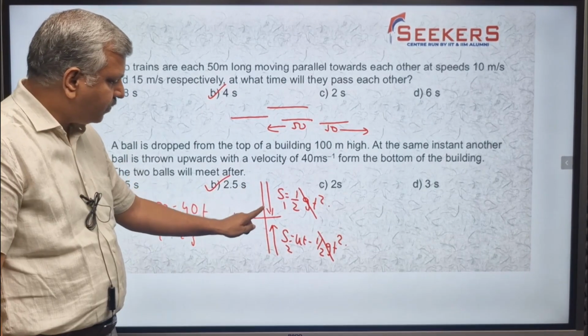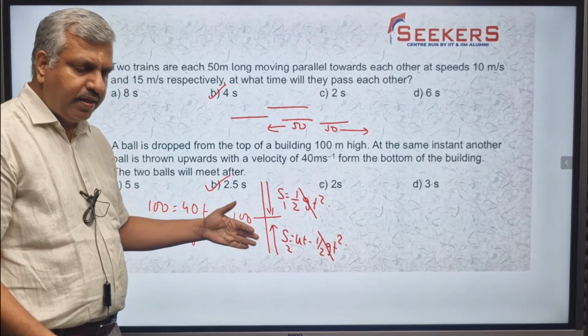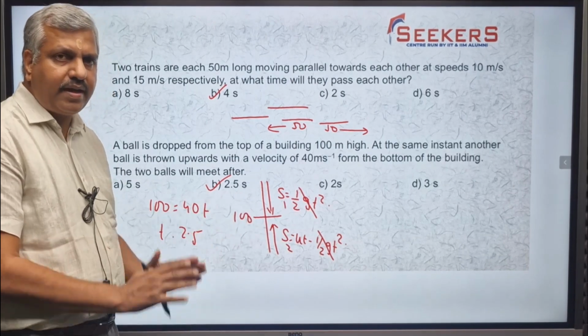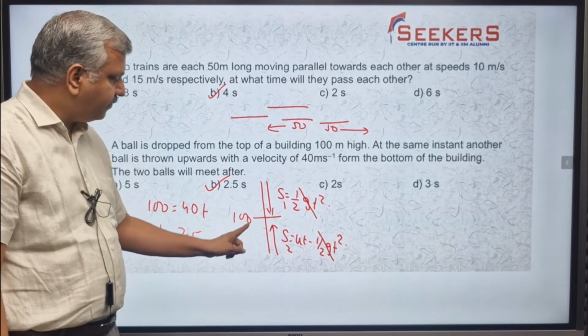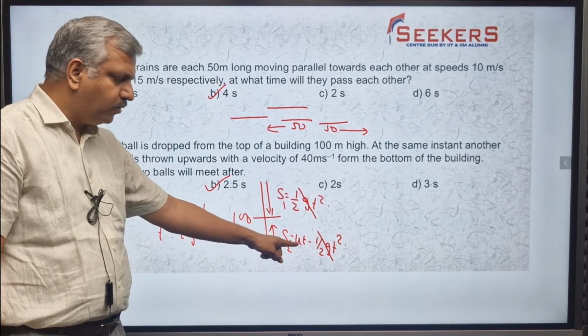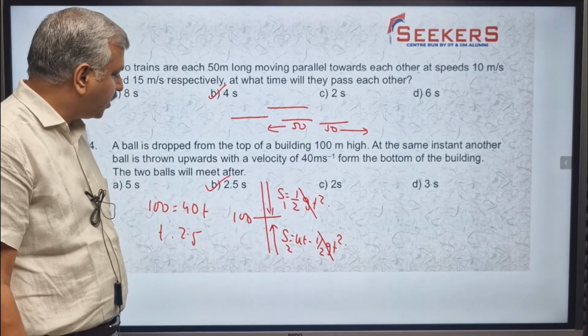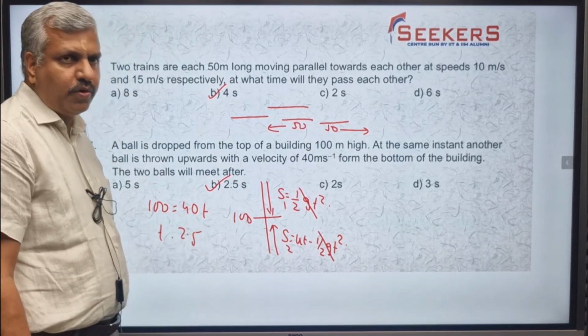I wrote the equation for this, I wrote the equation for this. Those two will meet when together they travel 100 meters. So together if they travel 100 meters, 100 is equal to ut. So u is 40. So 100 by 40, 2.5.